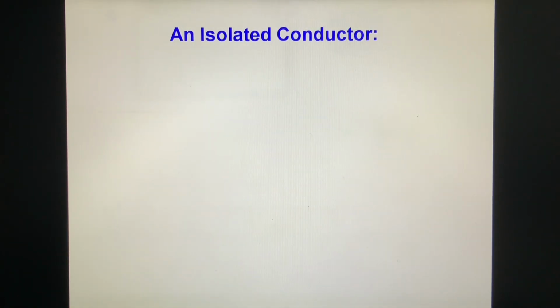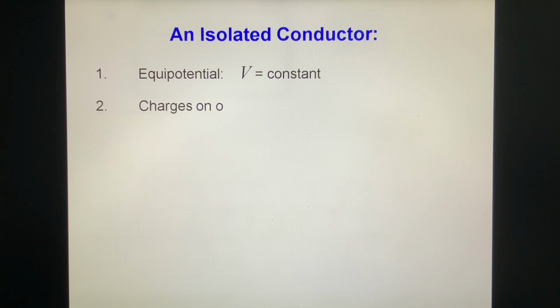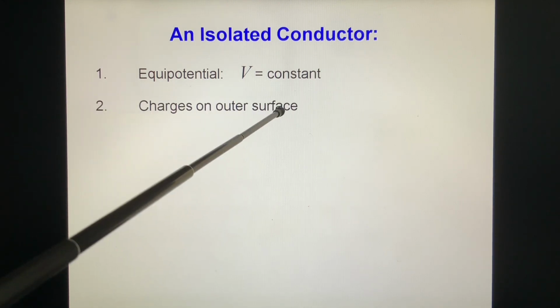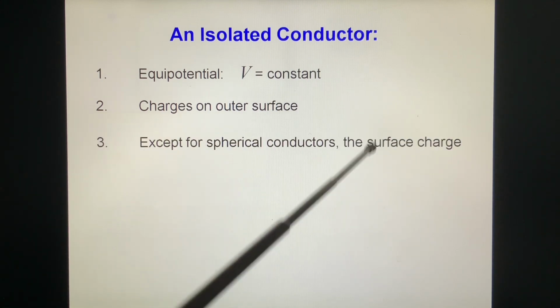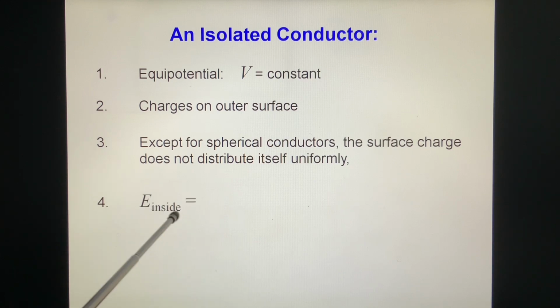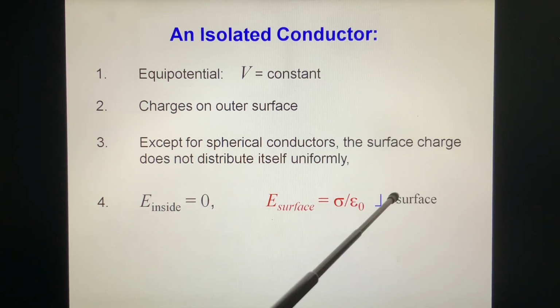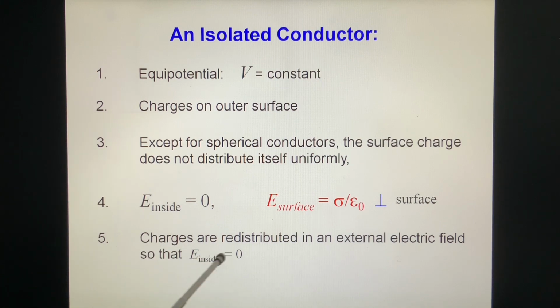An isolated conductor has the following properties. One, equal potential: V is constant. Two, charges are on the outer surface, not inside. Three, except for spherical conductors, the surface charge does not distribute itself uniformly. Four, E inside equals 0, and E at the surface equals sigma over epsilon0, perpendicular to the surface. Charges are redistributed in an external electric field so that E inside is 0.